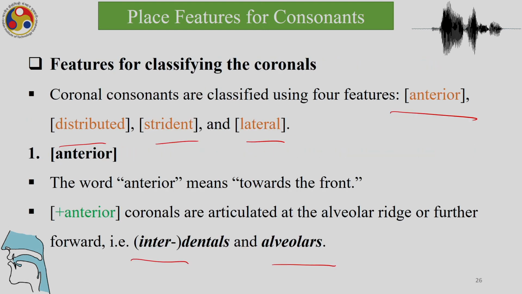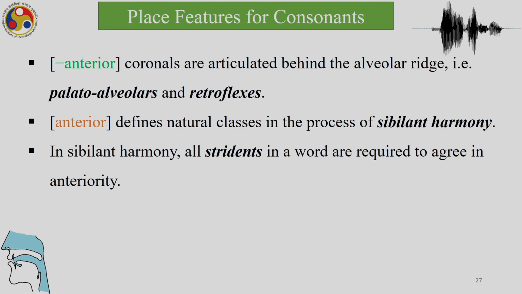So we saw plus anterior and minus anterior. Plus anteriors are interdentals and alveolars. Minus anteriors are articulated behind the alveolar ridge, mostly palatoalveolars and retroflexes. And anterior defines natural classes in the process of sibilant harmony. In sibilant harmony, all stridents in a word are required to agree in anteriority.